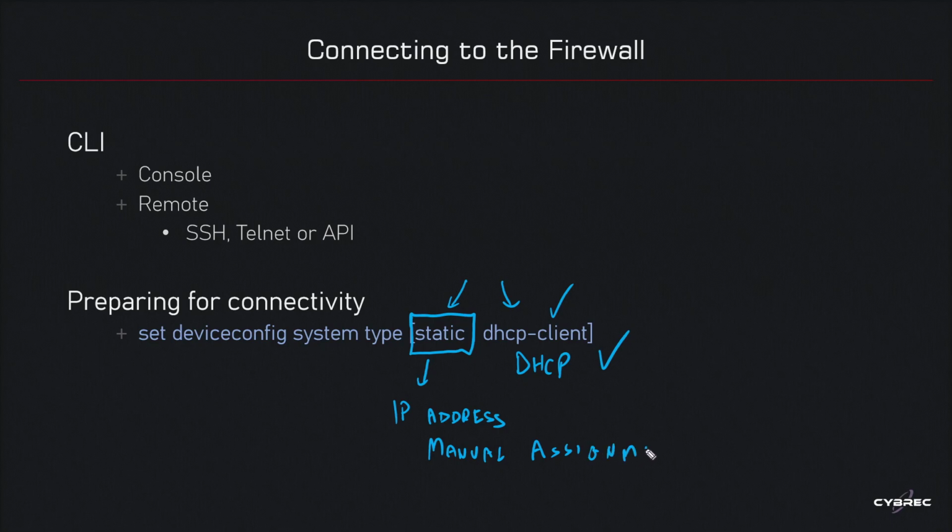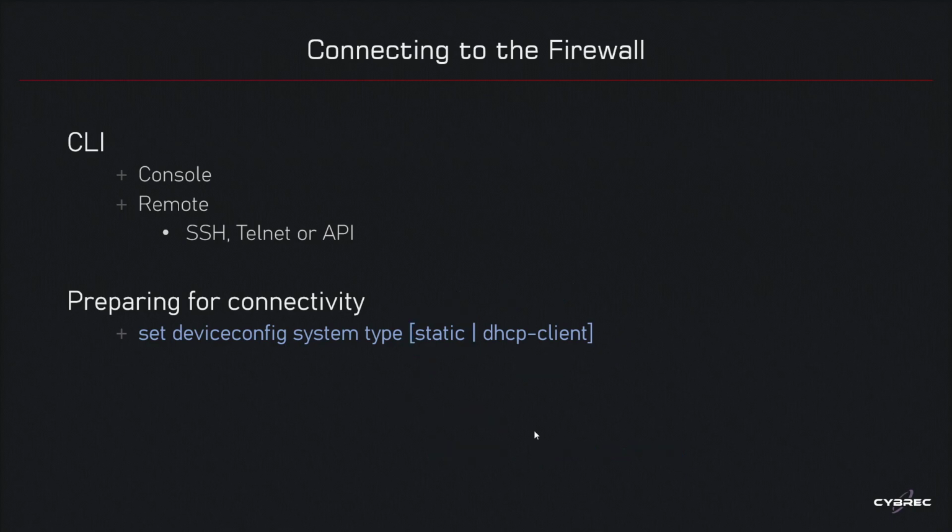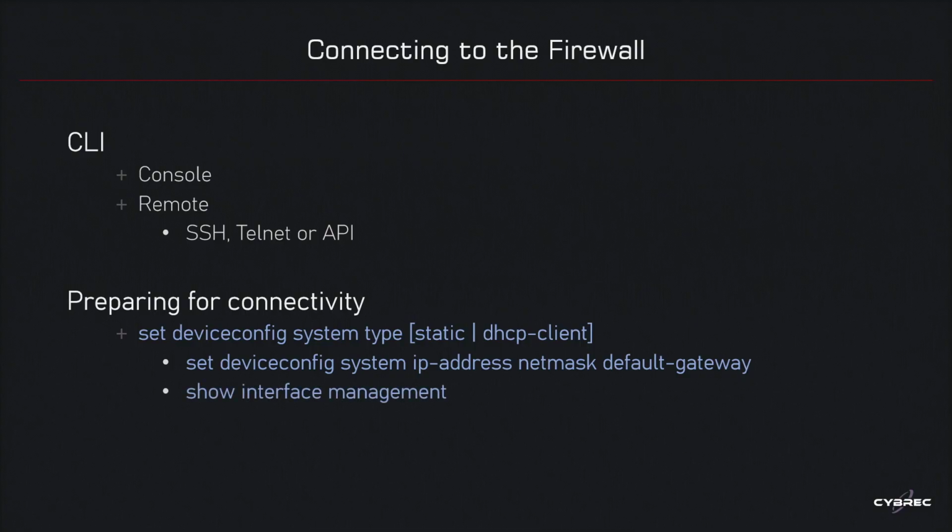In the second case, it also means that we will have to specify the address itself, which is what we will do with the aid of the other command, set device config system IP address. Okay, once we are done with that, we will say show interface management to quickly take a look at the results of the configuration. Let's go ahead and take a look at this.